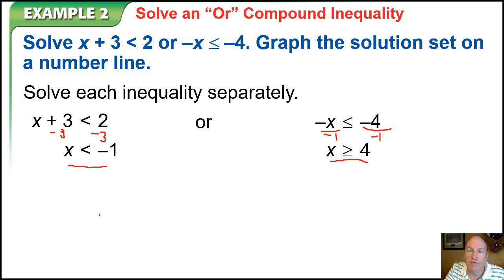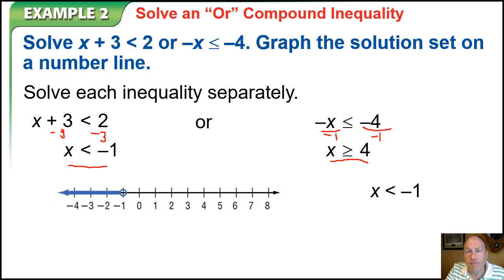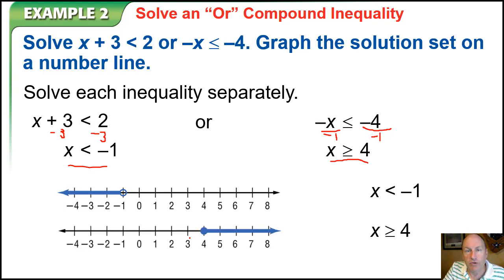So the two parts of our solution are x less than negative 1 and x greater than or equal to 4. Let's go ahead and graph that. So we're going to graph the first part. X less than negative 1 is not including negative 1, so an open circle on negative 1, and everything to the left of negative 1. X greater than or equal to 4 includes 4, so a closed circle on 4, and everything to the right of the 4.